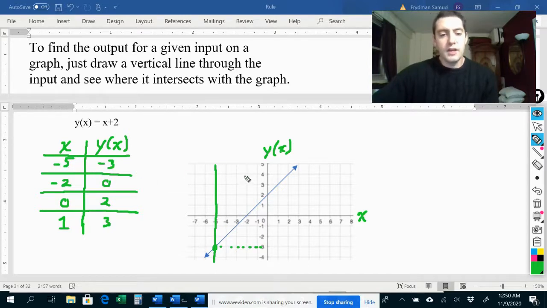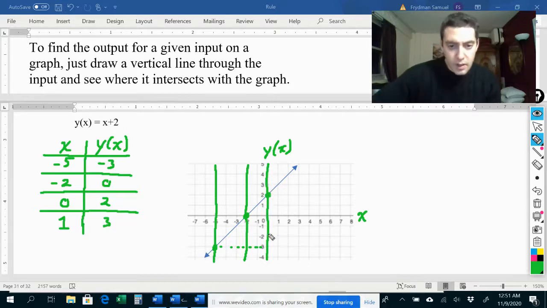And if I were to draw a vertical line through -2, there's -2, I'm drawing a vertical line through it. It intersects this line at 0 for y. Okay, which again makes sense because when the input is -2, then 0 is the output. And we could do that for all of these other examples that I've been talking about. So over here, if I were to draw a vertical line over 0 on the x-axis, then it intersects this line at 2 on the y-axis.